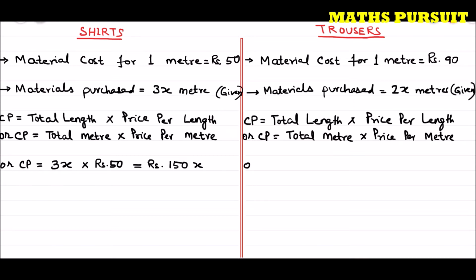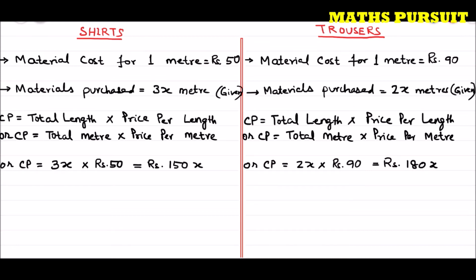Similarly, here cost price is equal to 2x into rupees 90. Guys, if you look here, trouser material cost for 1 meter is rupees 90. So that 90 I am considering here. So 2x into rupees 90 is equal to rupees 180x. So guys, what we got: cost price for shirt material is rupees 150x, and cost price for trouser material is rupees 180x. This is what we got.